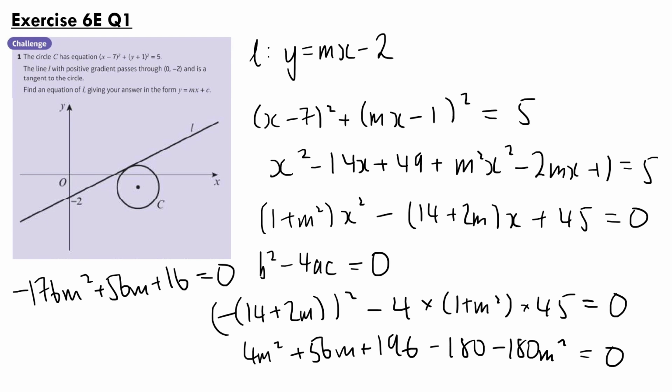And plugging this straight into your calculator, we should get that m equals −2/11, or m equals a half. And from the diagram, we can see that m must be positive, so you can reject this answer, and m equals a half is our final answer.